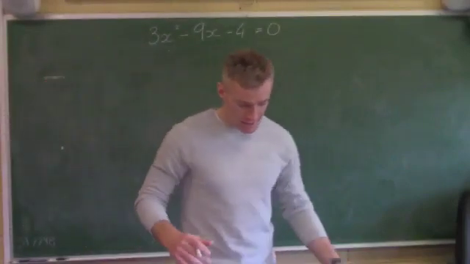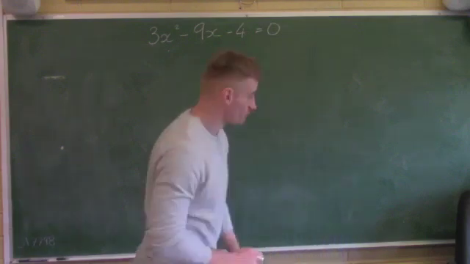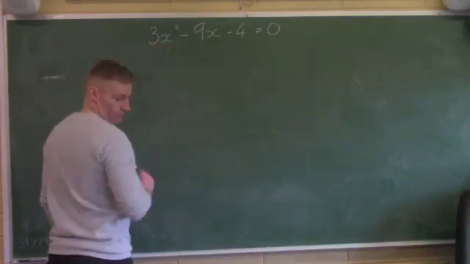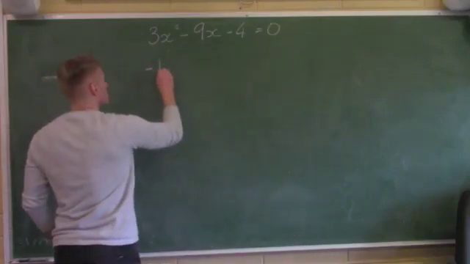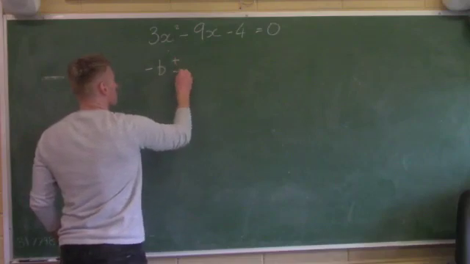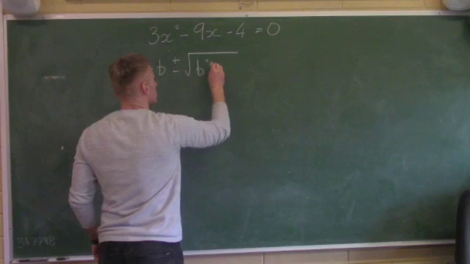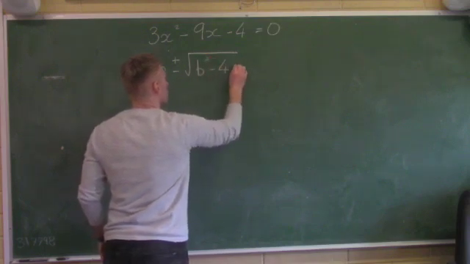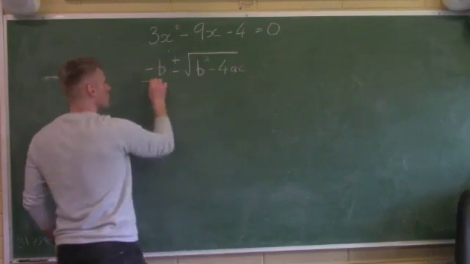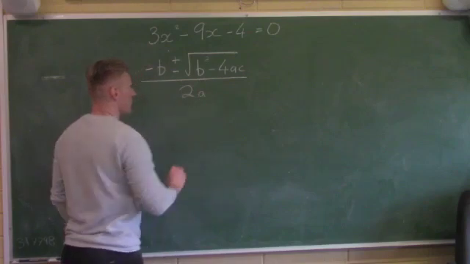Right, let's set about solving this question now. Okay? So, first and foremost, with my log tables, I write my formula. -b plus or minus the square root of b squared minus 4ac all divided by 2a. Okay?